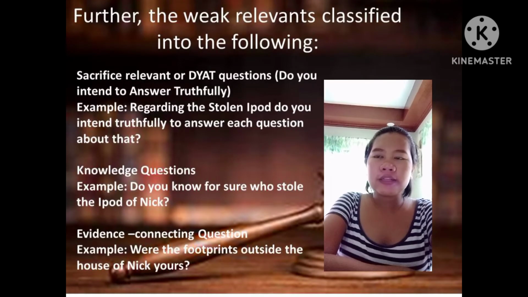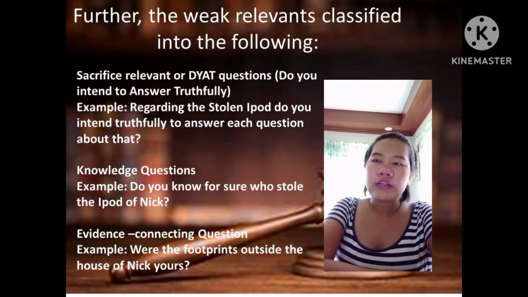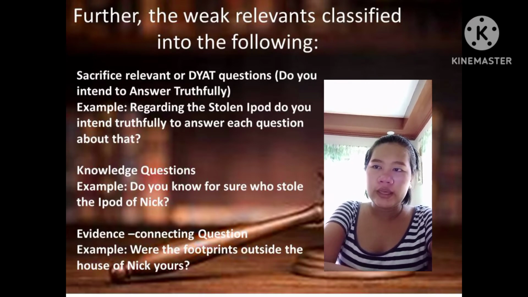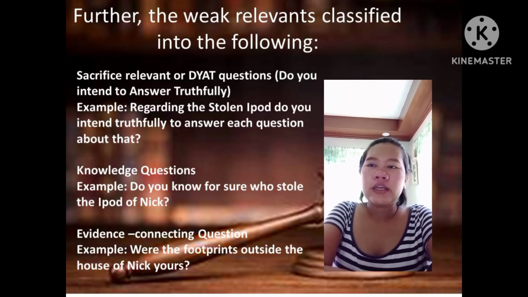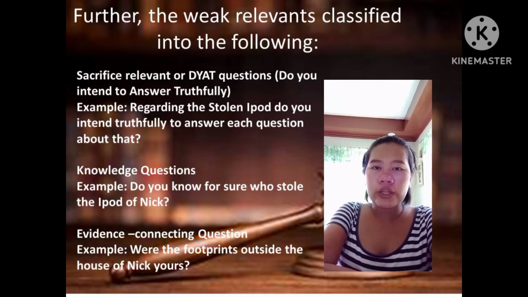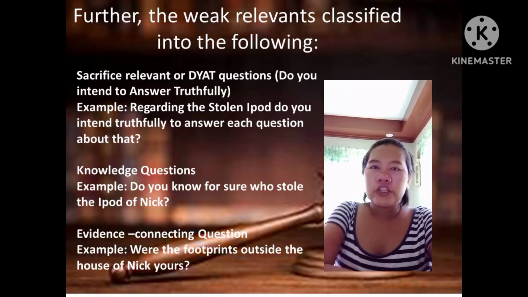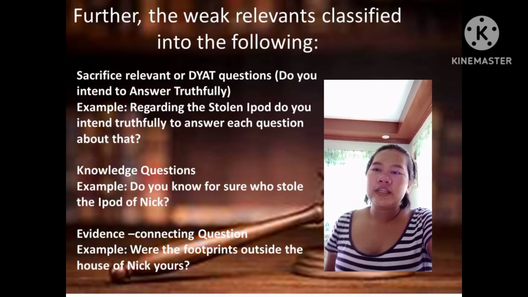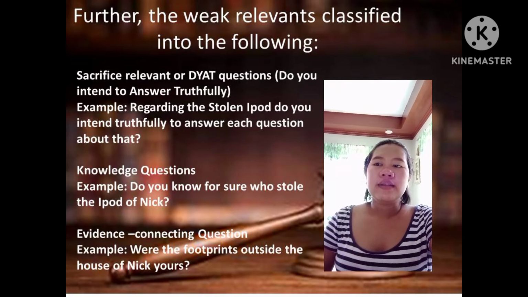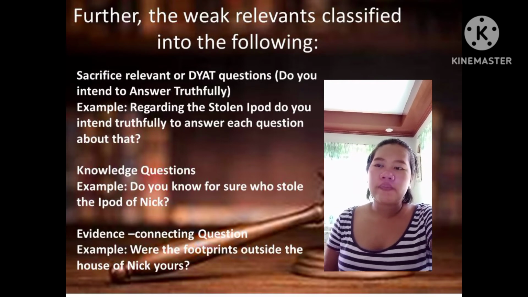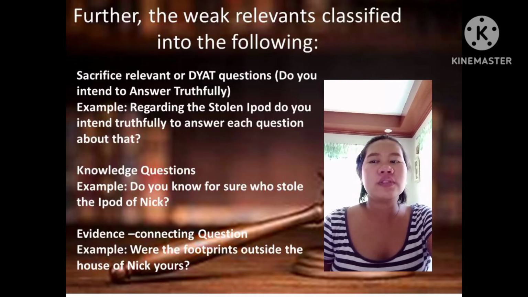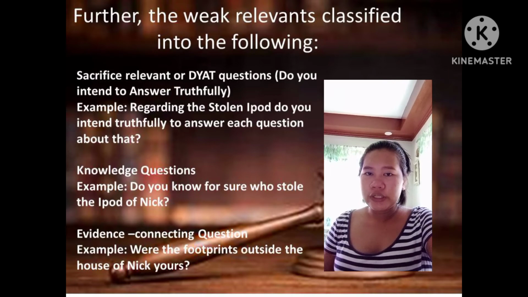Further, the weak relevant questions are classified into the following. Sacrifice relevant or DYAT questions: do you intend to answer truthfully? The example of this is, regarding the stolen iPad, do you intend to answer truthfully each question about that? Next is the knowledge question. Example: do you know for sure who stole the iPad of Nick? Next is the evidence connecting question. Example: are the footprints outside Nick's house yours?